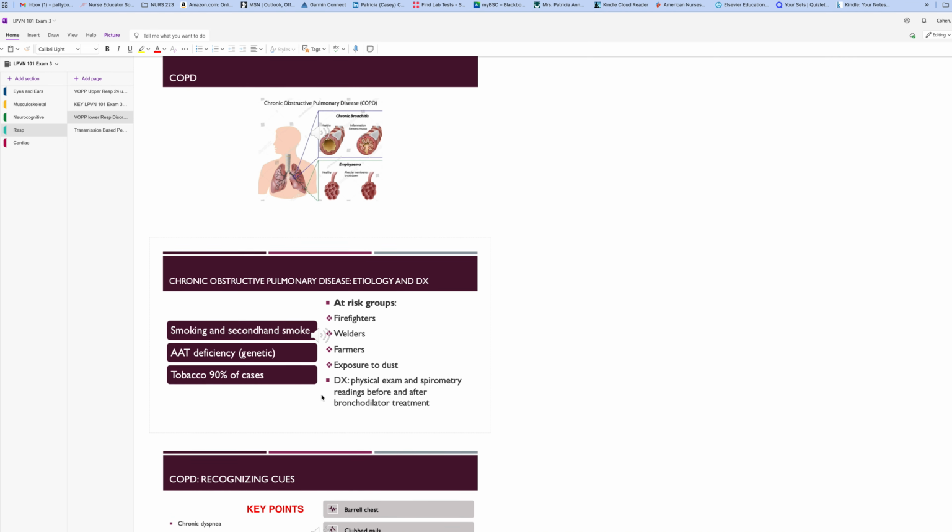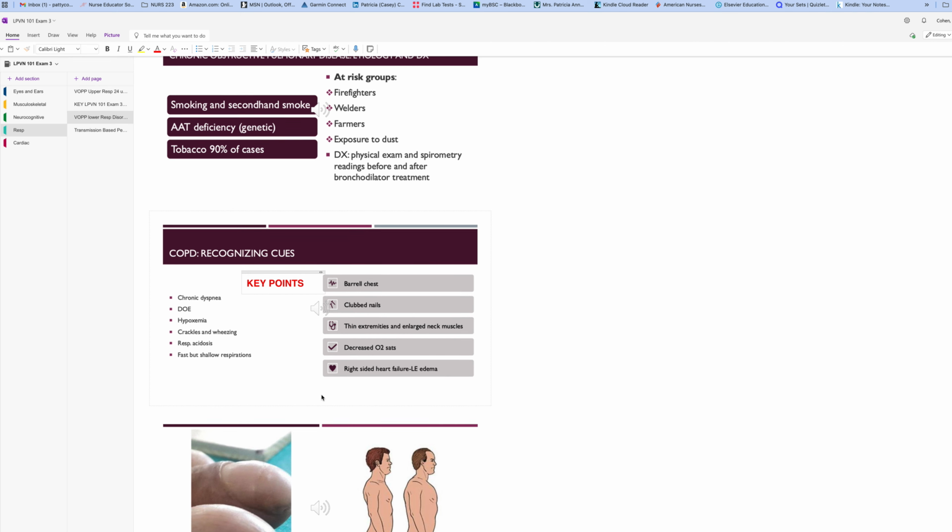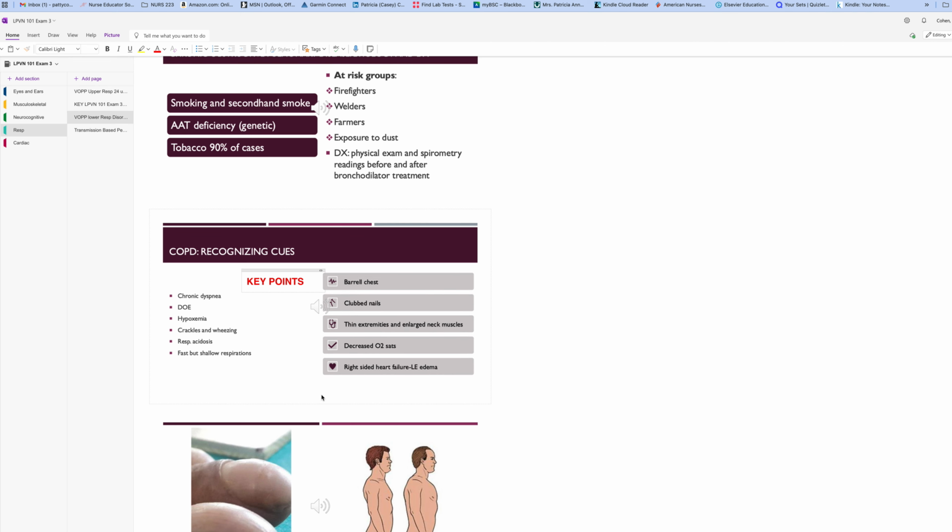All right. So key points: recognizing the signs and symptoms. Okay. They're going to have chronic dyspnea, and sometimes it's very hard to watch some people with COPD because they do have difficulty breathing, and that makes them extremely anxious, and you need to stay by their side. You never want to leave a patient that's anxious, right? They'll have crackles and wheezing. The ABG predominantly will be respiratory acidosis.